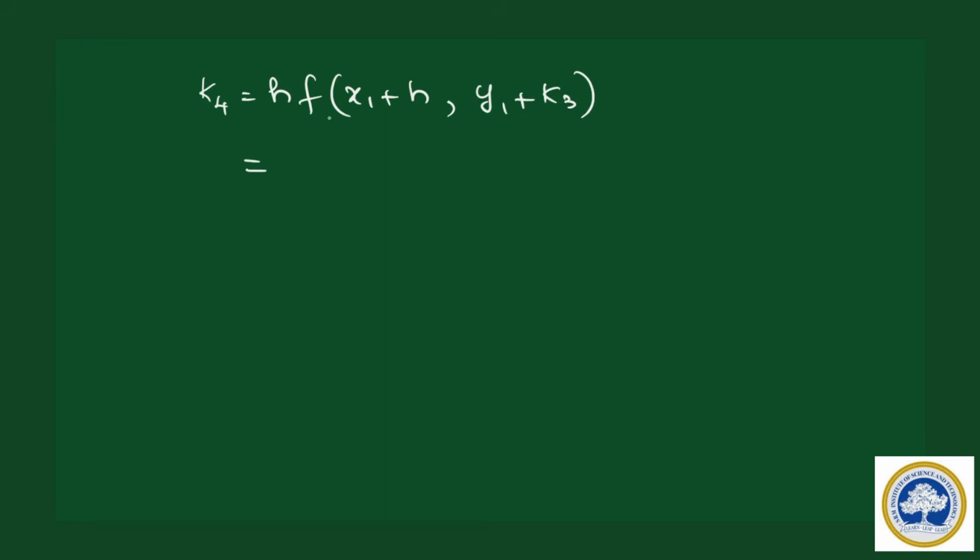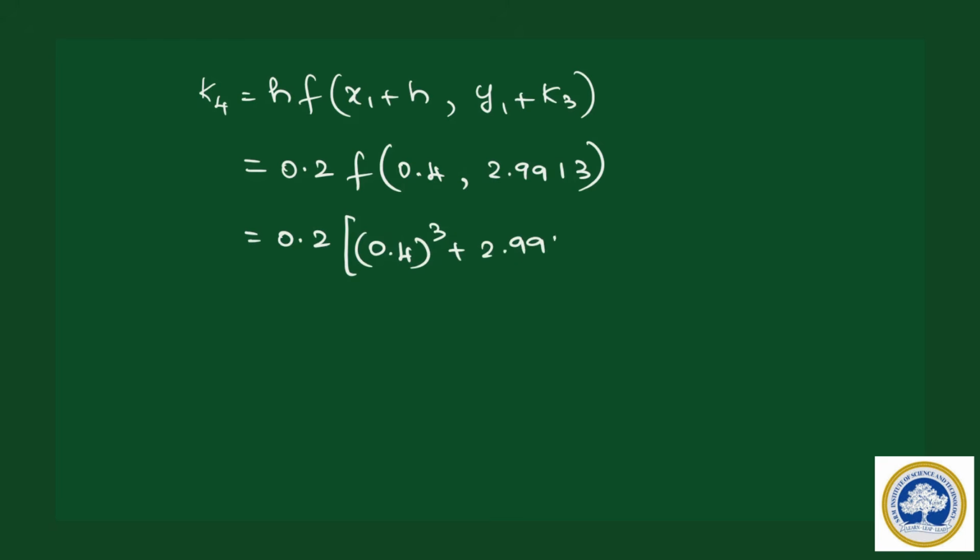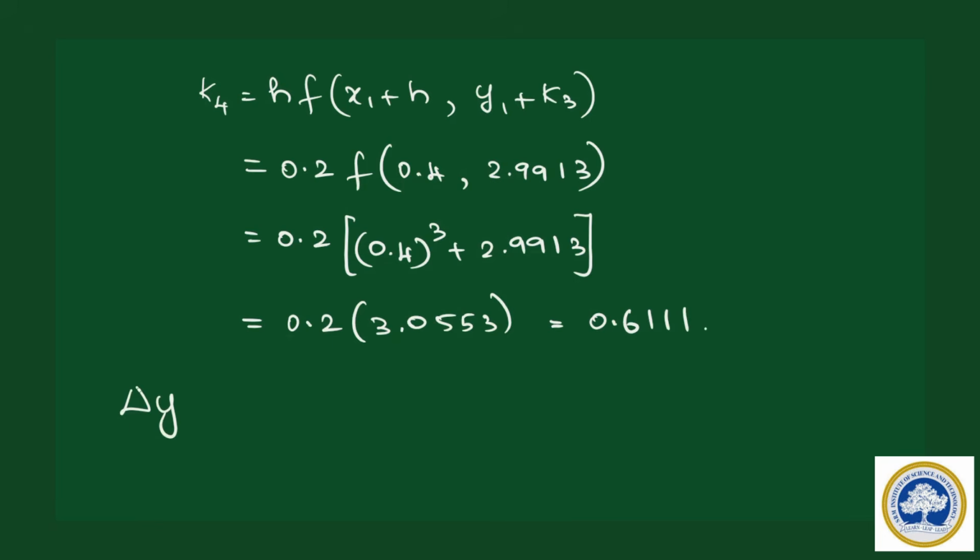Similarly we have to calculate K4. So now K4 is h into f of x1 plus h comma y1 plus k3. So this is 0.2 into f of x1 plus h is 0.4 and then y1 plus k3 is 2.9913. So again this is equal to 0.4 whole cube plus 2.9913. So the answer is 0.2 into 3.0553, which is equal to 0.6111.